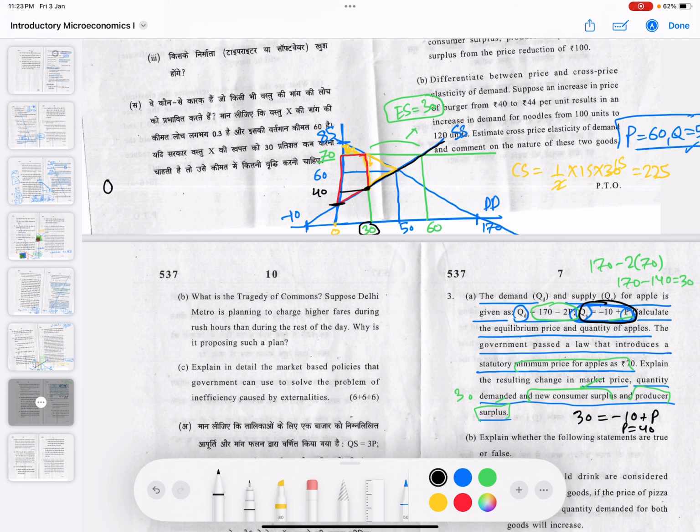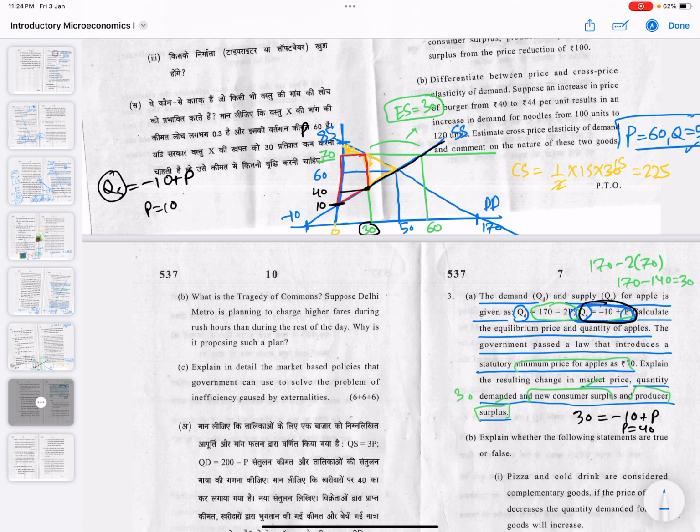Looking at the supply curve, which is QS equals minus 10 plus P, at this point the quantity is 0, so the price would be 10. So you can find the area of the trapezium. If you know the formula of the trapezium, that is totally fine. You can use that, or else you can use the area of this rectangle, which is 30 into 30.